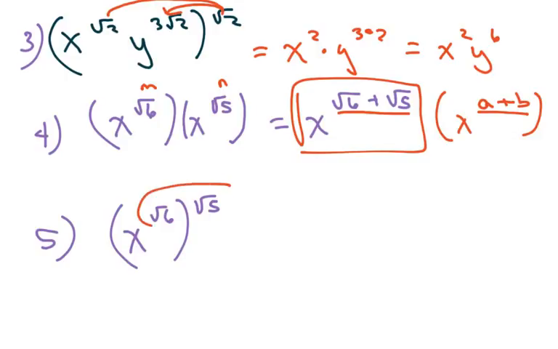Now this one we can multiply. So this is going to be x to the square root of 30. And you can't simplify that.